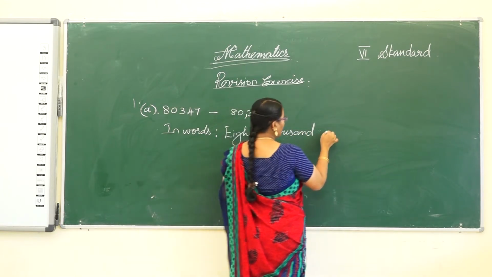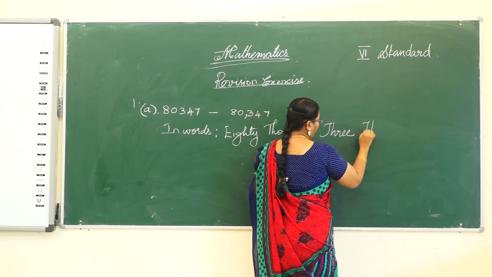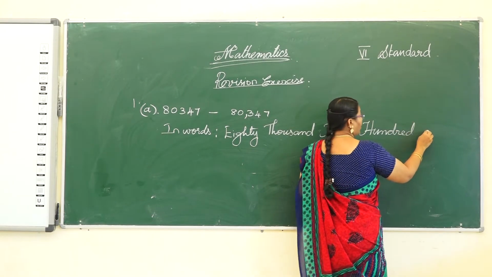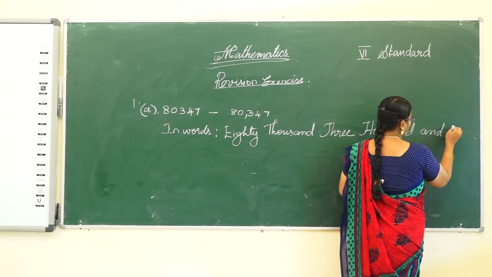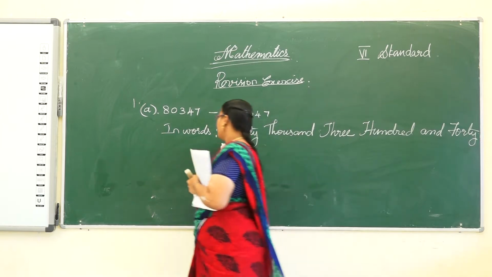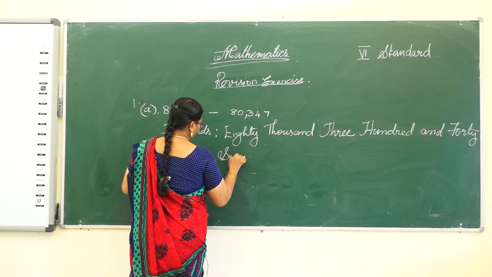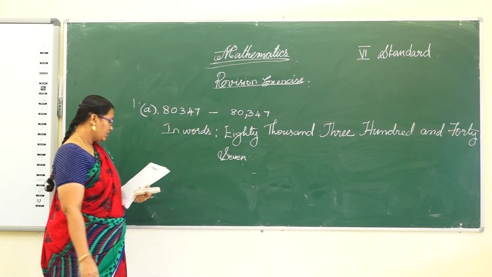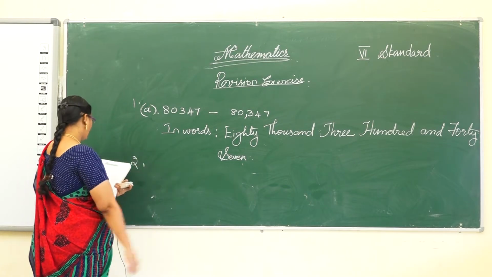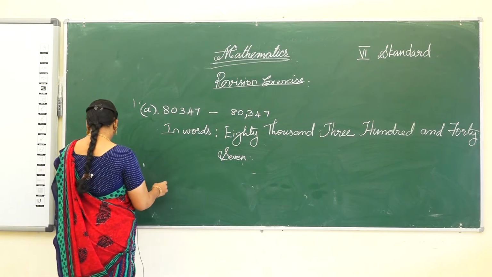80,347 in words: eighty thousand, three hundred and forty-seven. That's it. So the remaining two problems are homework. And next, the second one: write the following numbers in their expanded form. Expanded form you already know.